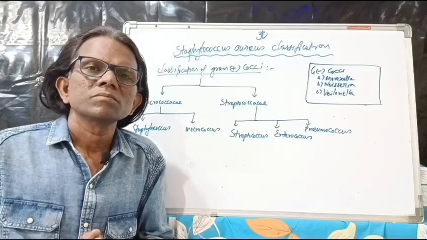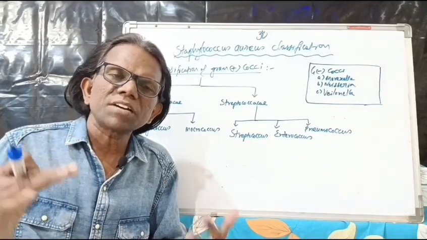Now we will discuss taxonomy. Classification of Staphylococcus aureus. Domain bacteria, kingdom Bacillati, family Micrococcaceae, genus Staphylococcus, species Staphylococcus aureus. This is the classification of Staphylococcus aureus.